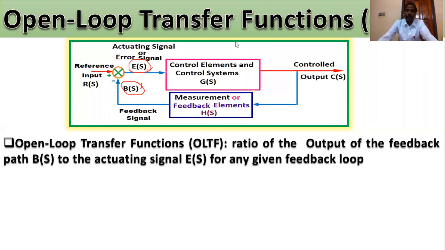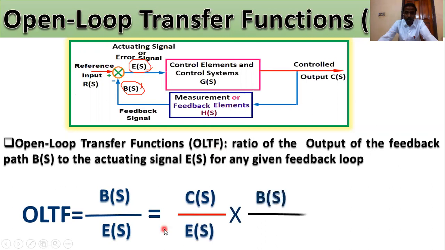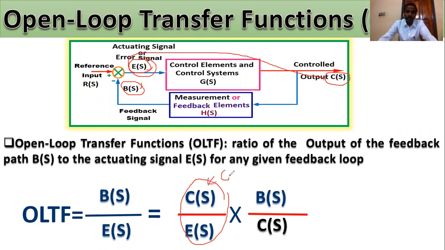So the feedback open loop transfer function equals B(s) divided by E(s), the primary feedback signal divided by the actuating or error signal. This is equivalent to C(s)/E(s) times B(s)/C(s). What is C(s)/E(s)? C(s) means the controlled output, and E(s) is the actuating signal, and this is equivalent to G(s).